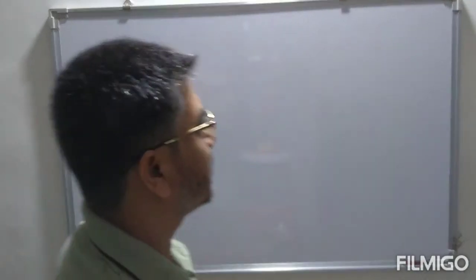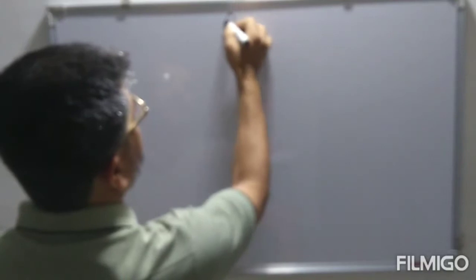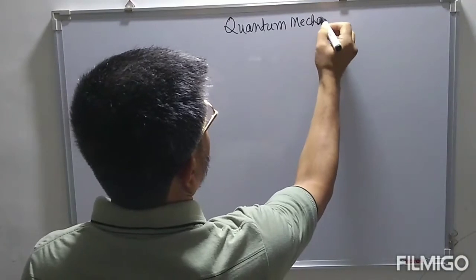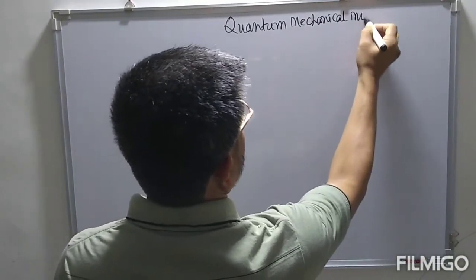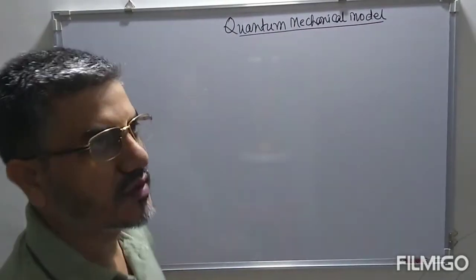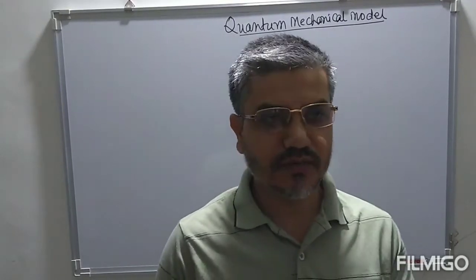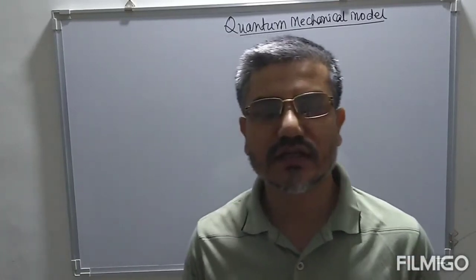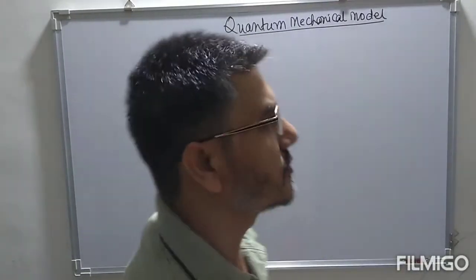So this introduction of the wave nature of electrons gives rise to one of the most important atomic models, known as the quantum mechanical model. So let's start with the quantum mechanical model. As I mentioned earlier, this model considers the wave nature as well as the particle nature of electrons.